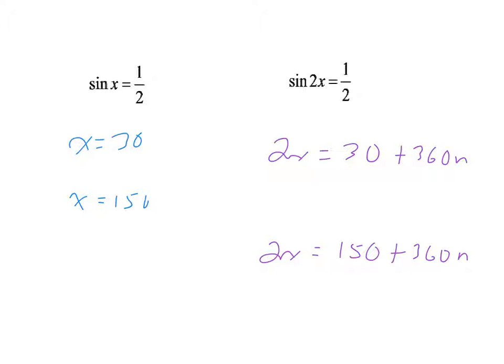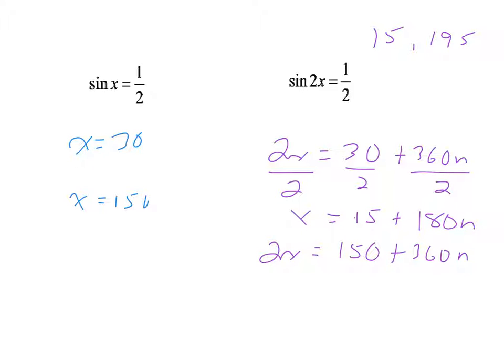And now we're going to divide both sides by 2. So on this top one, we're going to divide everything by 2. So I get x is equal to 15 plus 180n. So we're going to keep adding 180 until we get to our range 0 to 360. So I have 15 plus 180. I also have 195.